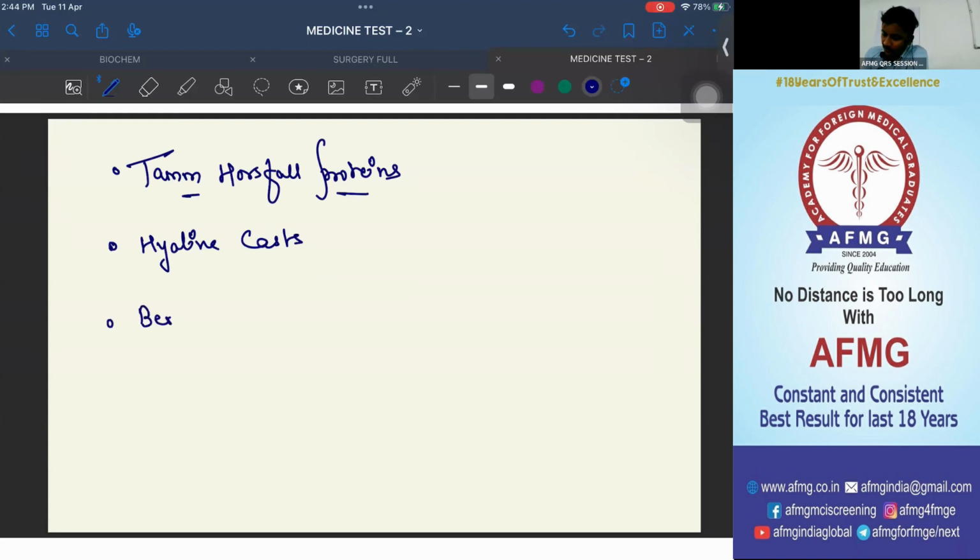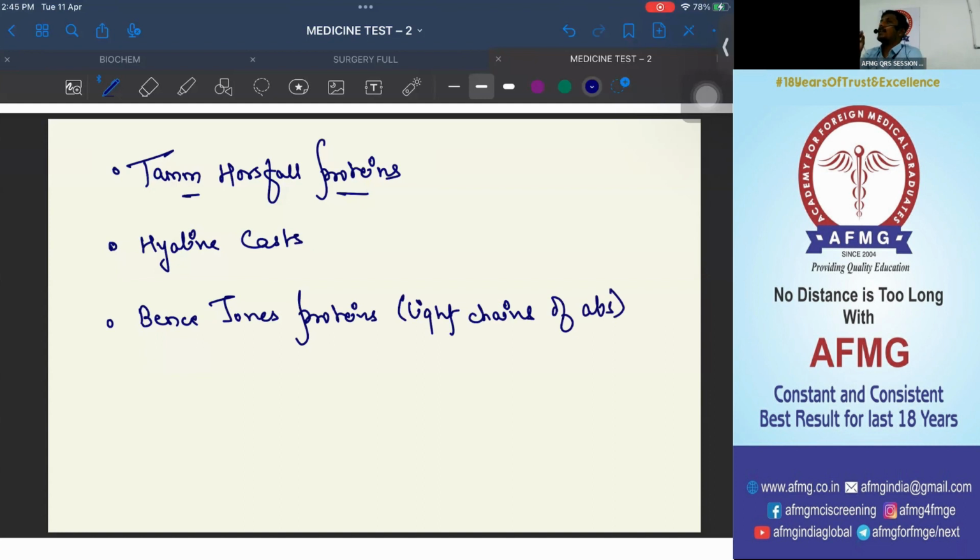Bence Jones proteins are a feature of? Very good. So Bence Jones proteins are nothing but the light chains of antibodies. I hope all of you are quite aware that antibodies are made up of heavy chains and light chains. But in a condition like multiple myeloma, which is a cancer or malignancy, there is overproduction, an excess amount of production of light chains of antibodies, and these light chains would be excreted out in urine. Then they would be called Bence Jones proteins. If they are present, then it is a case of multiple myeloma in the patient. That's important.